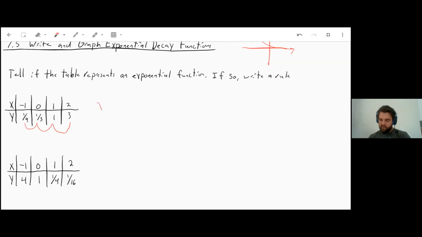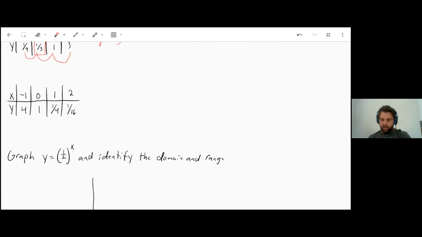So our equation in this case would be y equals a times that repeated 3 that we multiply by to the power of x. Now, what we have to look at is what's that value of a? Well, remember, that's just the y-intercept when x is equal to 0. So in this case, that's going to be 1/3 times 3 to the x. Let's try this next one.